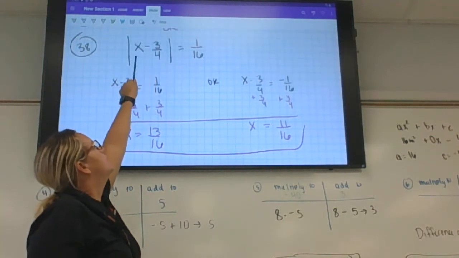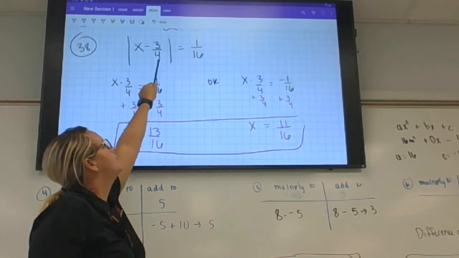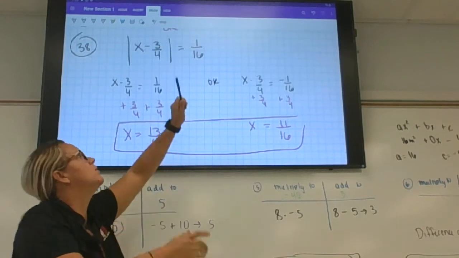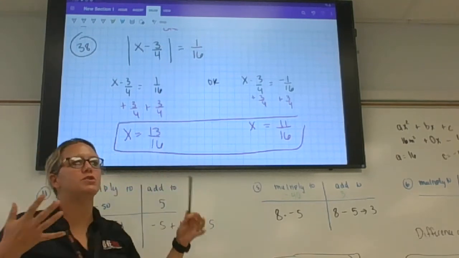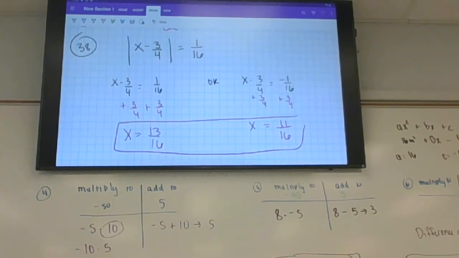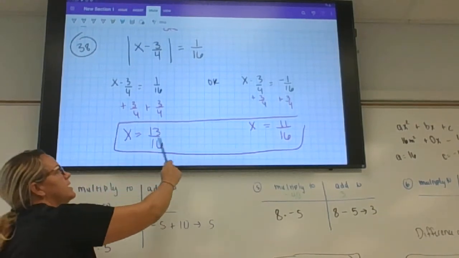Value, you do the unknown takeaway 3/14 should be the distance should be only 1/16 away from what you want, right? So that's how you set up the absolute value for that word problem. You do the plus or the minus, and that's how you get it.